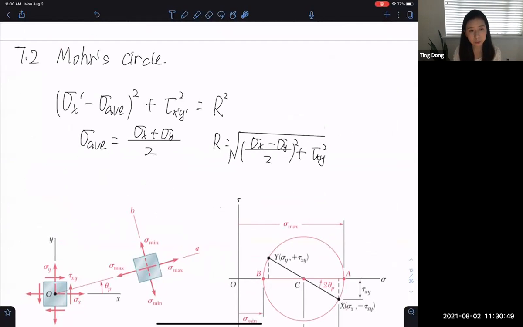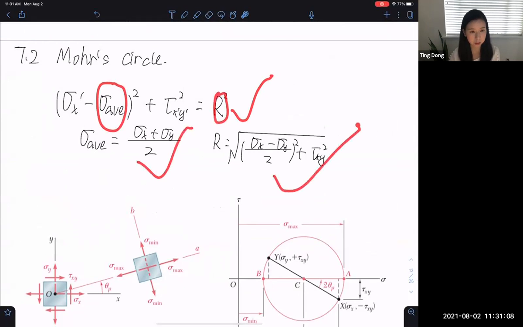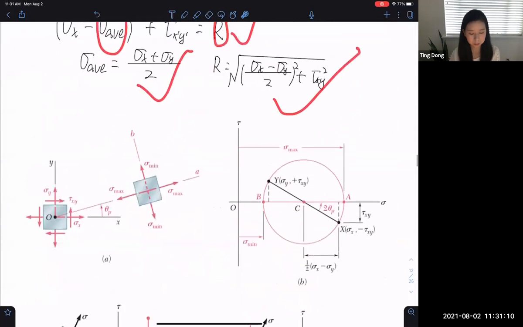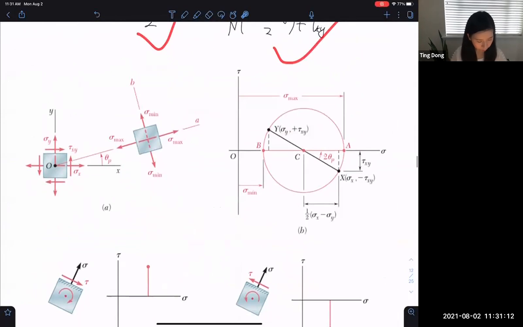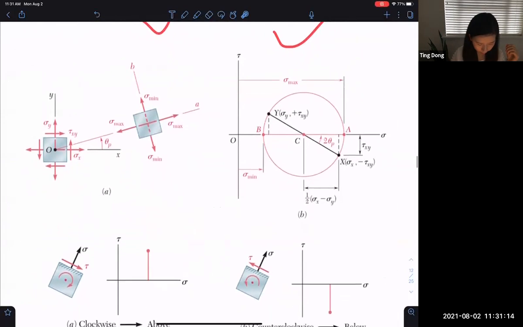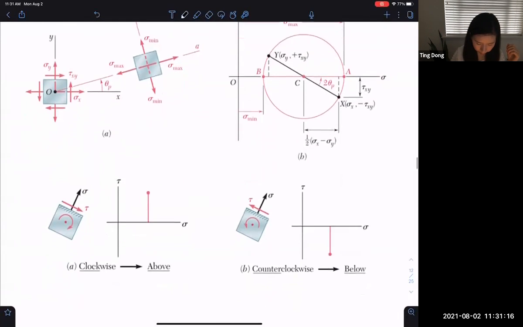So basically, if we reorganize the equation we derived in the previous section, we get this equation. Now you can see that this is the equation for a circle, and this is the center, the sigma coordinate of the center, and this is the radius, and these are the two expressions here. For this one, there are several parts that we need to be careful about.